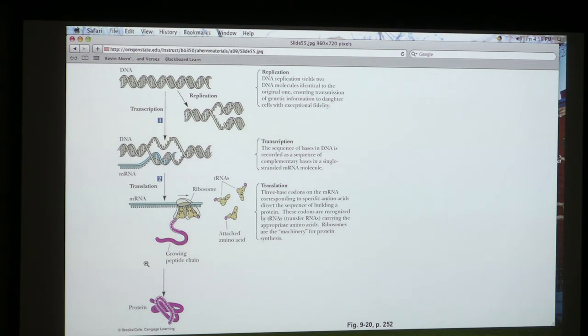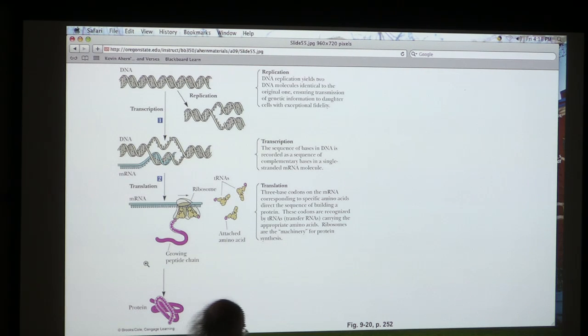But I find that students commonly do not remember what these three processes refer to. So everybody's clear what transcription refers to, what translation refers to, and what replication refers to. These are very, very important things. These three processes go together to make something that people refer to as the central dogma.